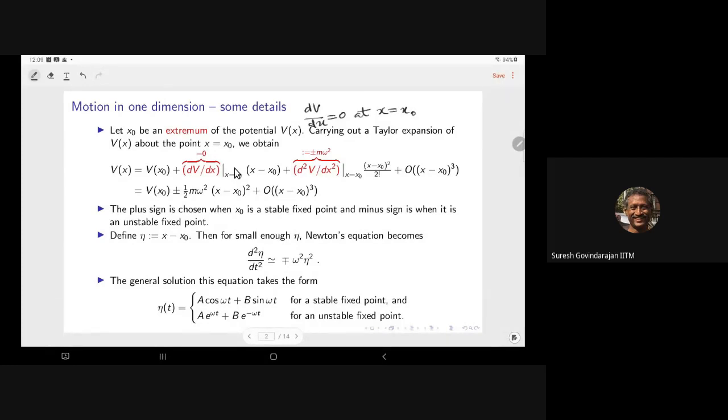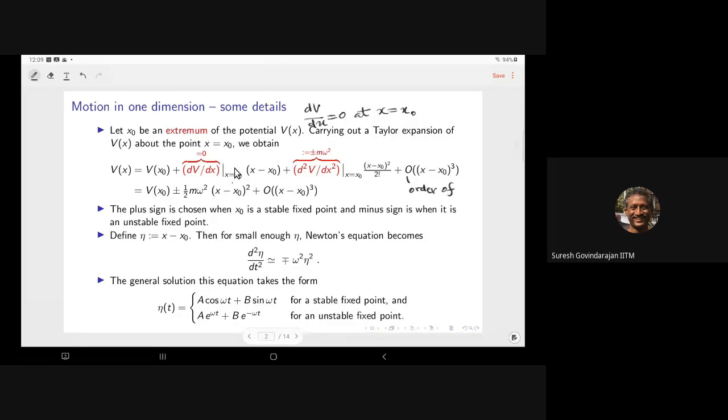Okay, so what we can do is a standard Taylor expansion of V of x about x naught. It will be V of x naught plus dV by dx evaluated at x equal to x naught, but that is 0, just as I wrote above. So the linear term drops out. The first term that will come will be d square V by dx squared evaluated at x equal to x0, the value of the second derivative, times x minus x naught whole square upon 2 factorial, plus terms of order x minus x naught whole cube, which we are throwing away.